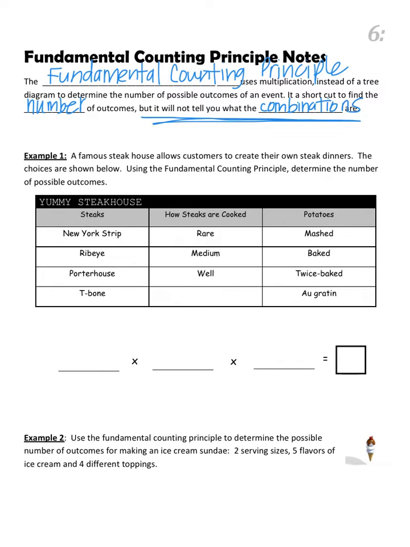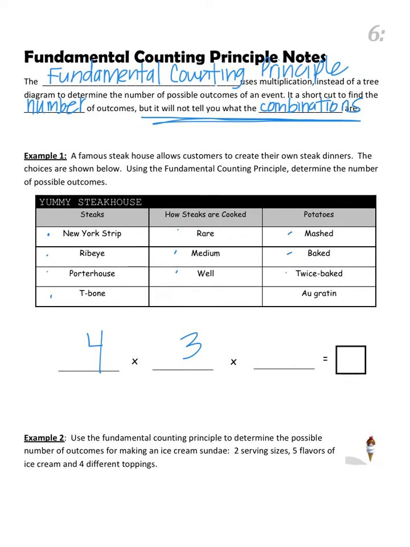So yeah, you can quickly determine how many outcomes there are, but you will not be able to see what the different combinations are. So look down below. There are 1, 2, 3, 4 types of steaks. There are 3 ways they can be cooked.